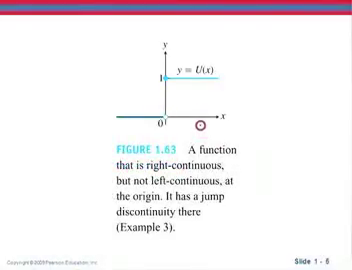Here's an example of a function that is right continuous but not left continuous at the origin. As I approach 0 from the left, all of my y values are 0. However, f of 0 is not 0, so it is not continuous from the left. It is continuous from the right because the limit as x approaches 0 from the right is 1 and f of 0 is 1, since that's where the shaded dot is. So this has what's called a jump discontinuity. It's discontinuous at 0 because it jumps from one place to another.